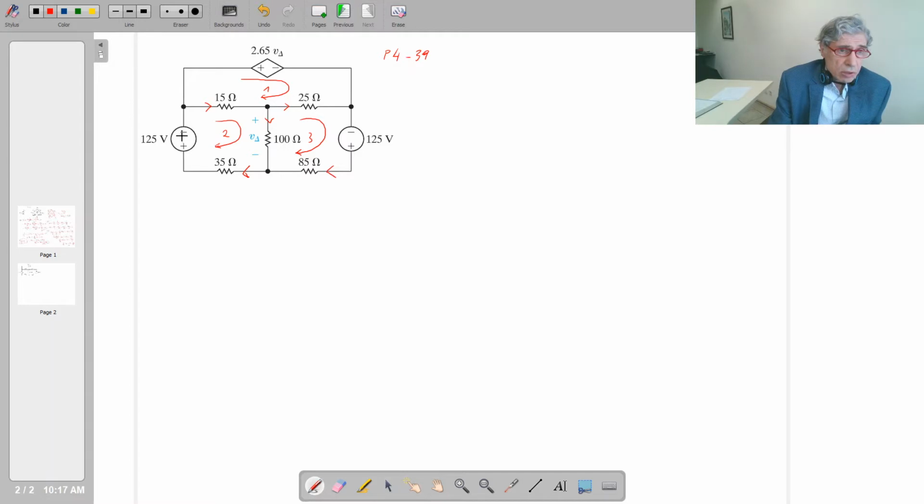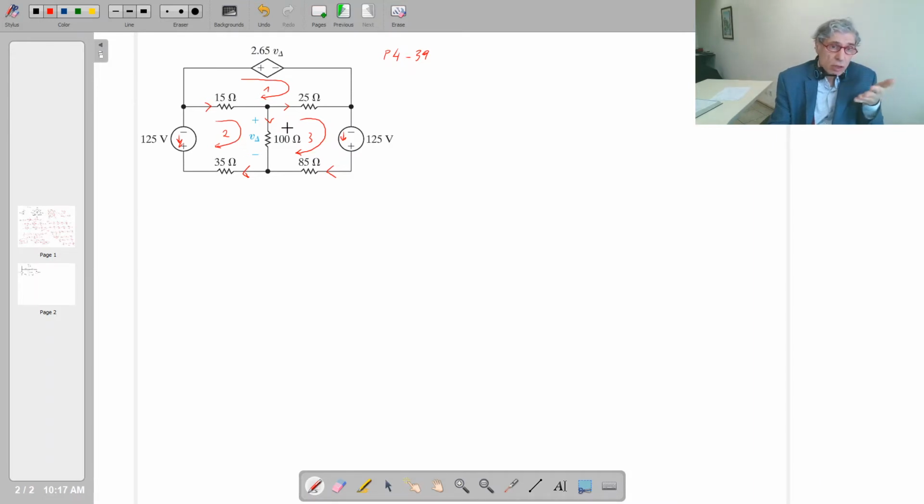So according to the passive sign convention, this reference is going to be like that. For this one, it's going to be like that as well. So for this one, we already know. What we've got here is a voltage controlled voltage source. So it is a good choice, isn't it?